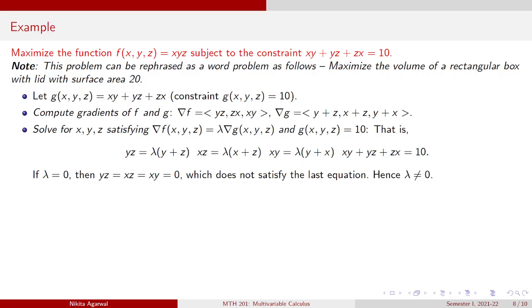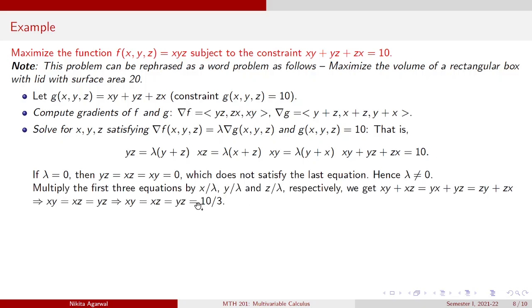Now, if lambda is not 0, multiply the first three equations by x by lambda, y by lambda and z by lambda respectively. So let us focus on the first equation. If I multiply both sides by x by lambda, I get xyz by lambda equal to x times y plus z, right? So what you get is xyz by lambda, right?